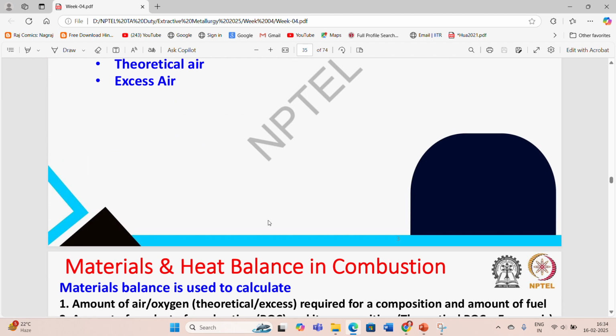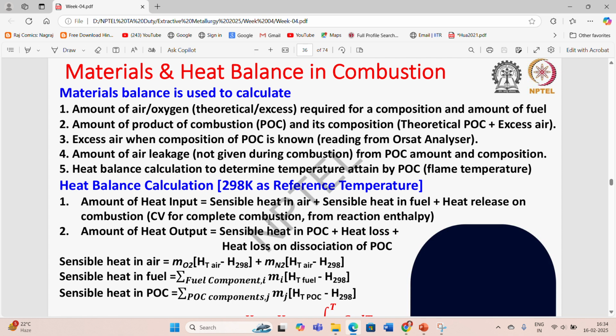And coming to mass balance in combustion and theoretical air and excess air requirements. So material and heat balance in combustion. Material balance is used to calculate what amount of air or oxygen, theoretical or excess, is required for a composition and amount of fuel. Then the amount of product of combustion and its composition, by using theoretical POC or excess air, whatever we are going to use. Then excess air when composition of POC is known, reading from Orsat analyzer.